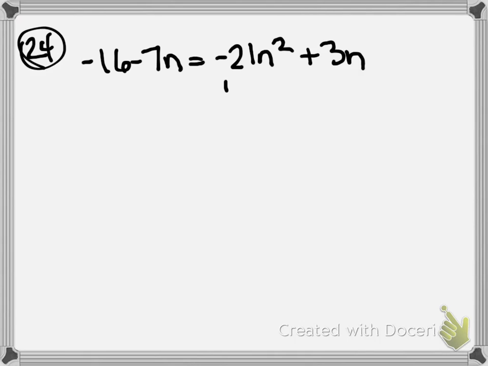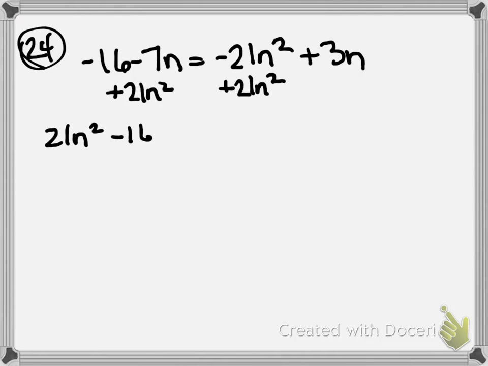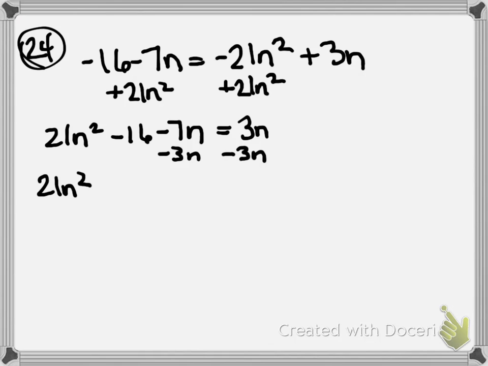Myself, I don't like a negative lead term, so I'm going to add 21n squared to both sides. It's going to leave me with 21n squared minus 16 minus 7n equals 3n. So I'm going to subtract 3n from both sides. 21n squared. Now I already know that the n's need to come next because I need this in standard form. So I'm just going to go ahead and move them over.